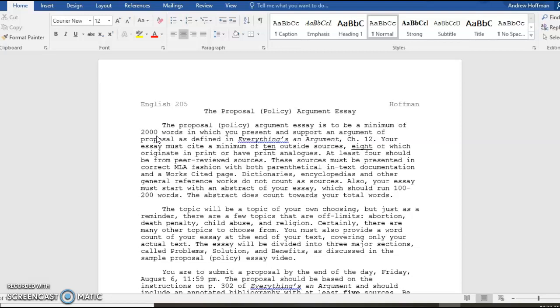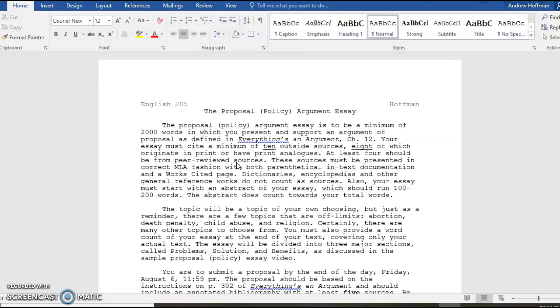Your essay must cite a minimum of 10 outside sources, okay? 8 of which originate in print or have print analogs. So again, we're talking about books, magazines, journals, newspapers, government documents, pamphlets, things of that nature. Now, 4 of those should be at least from scholarly sources like dissertations, academic journals, or university press books. The sources must be presented in correct MLA fashion with both parenthetical in-text documentation and a works cited page.